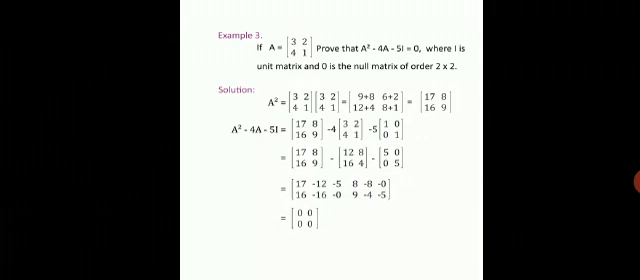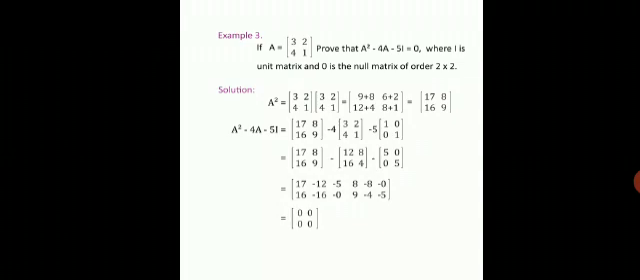Similarly, second row with the first column is 4 into 3 is 12 plus 1 into 4 is 4. The last element becomes 4 into 2 is 8 plus 1 into 1 is 1, and that is equal to, add the terms, you get 17, 8, 16 and 9.